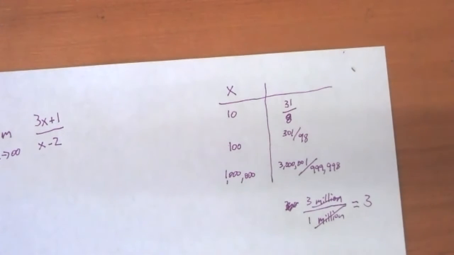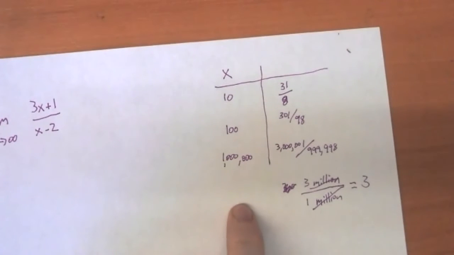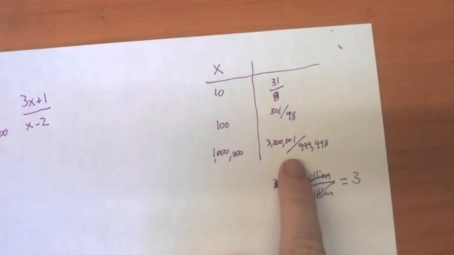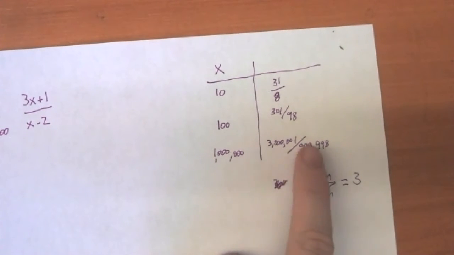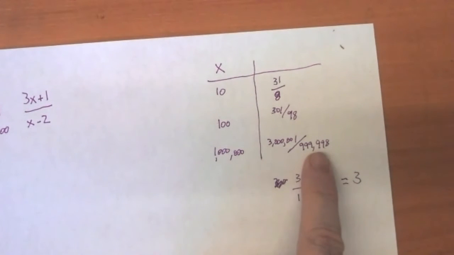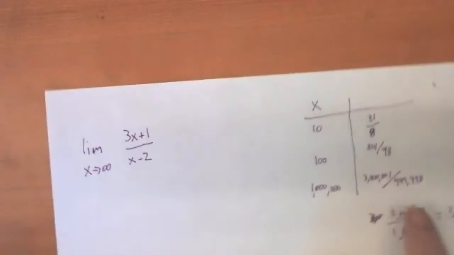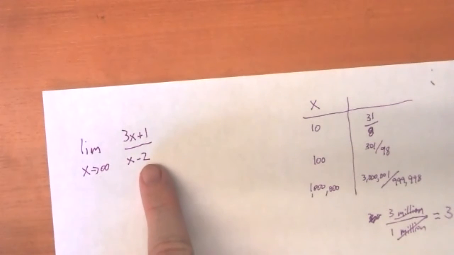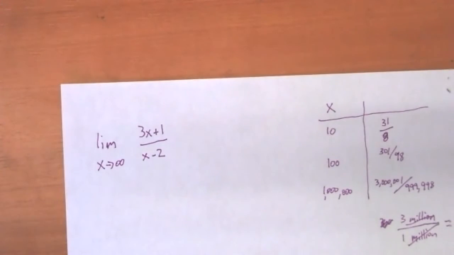All right, as our x values get larger and larger, we're going to have numbers in our numerator and denominator that are increasingly close to 3 times each other. Because the thing keeping this from being 3,000,000 and the thing keeping this from being 1,000,000 is this positive 1 and this negative 2. And as 3x and x get bigger and bigger, that 1 and that negative 2 are going to be more and more insignificant.